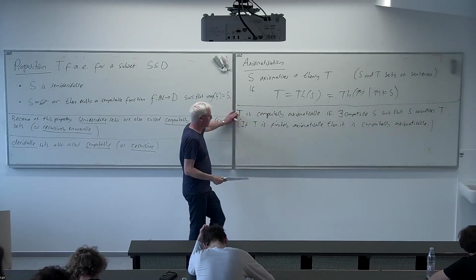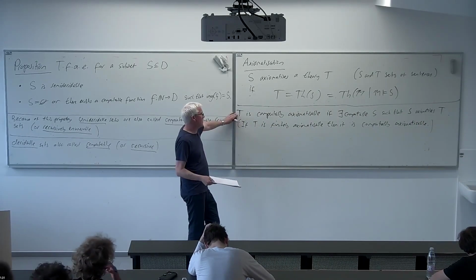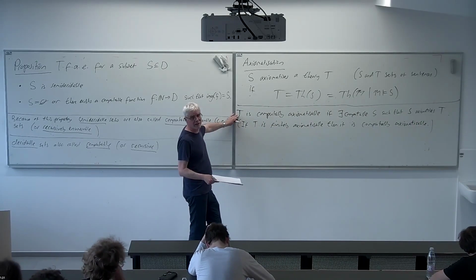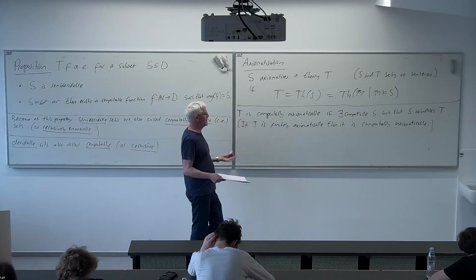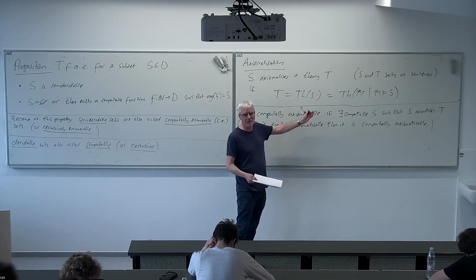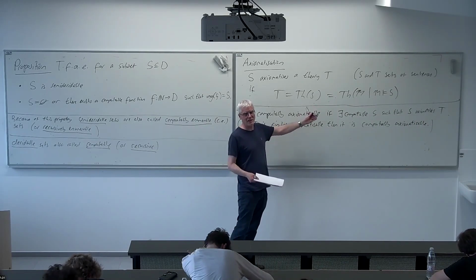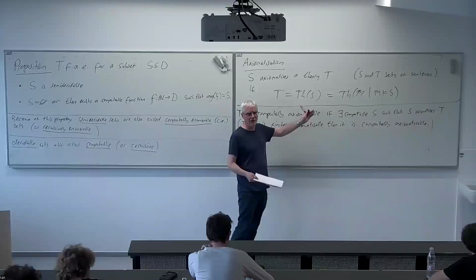Computable axiomatizability is important because it's basically saying we can write down the axiomatization in some way. We can decide if a sentence is an axiom of our theory. That's an important property. If we can't decide if a sentence is an axiom of the theory, we're not going to be able to do that much with the theory.